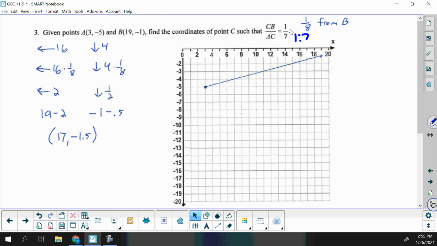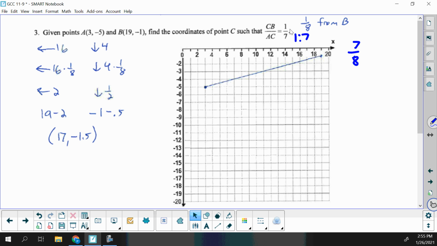Multiply those by an eighth, you get 2 and 0.5. So 19, going to the left 2 would be -2, so 17. And then down 1/2, subtract a half from the Y, you get -1.5. If you had chosen to do it from A, you would have done 7/8 from A, and you would have done a right 16 and an up 4 and done times 7/8.